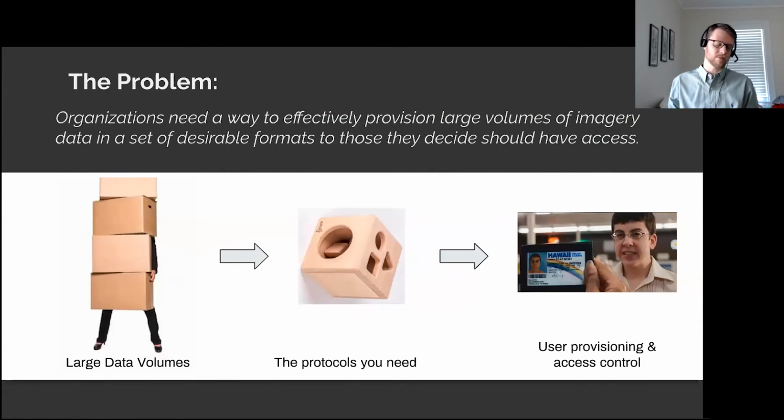But I really want to ask, well, why? What's the problem? A little bit of it's been laid out already, but to distill it: organizations need an effective way to get this content, this imagery data, into those desirable formats or protocols, and really control who has access to that. That's the problem. It's pretty easy to say, but as your data volumes grow, or as your users' demands grow, what each needs can start to present some technical challenges, and we've designed Giza to address many of those. Next slide.